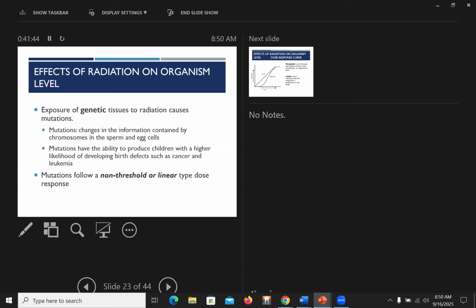Any amount is not a good amount. Exposure of genetic tissue to radiation causes mutation. Mutation changes the information contained in the chromosomes, the sperm and the egg, and so it's going to affect the generation to come. Mutations follow a non-threshold or linear response. So the more exposure, the worse the damage. It's not like you can get away with some amount. The more you get, the worse it is. So it's a linear response.